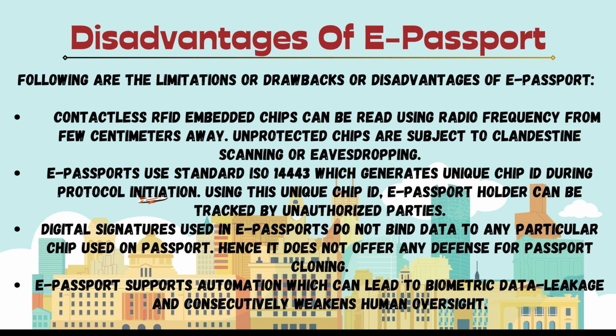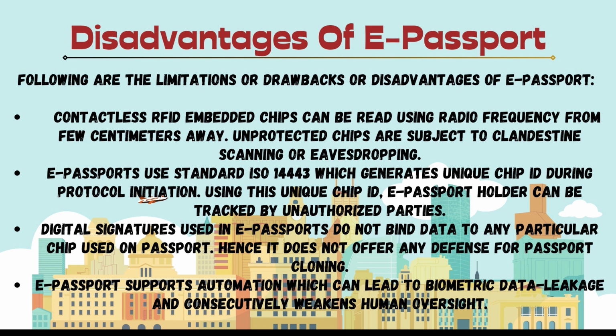Now, I would like to explain the disadvantages of e-passport. Following are the limitations or drawbacks or disadvantages of the e-passport. The contactless RFID embedded chip can be read using radio frequency from a few centimeters away. Unprotected chips are subject to clandestine scanning or eavesdropping. For example, we can use a floppy scanner to scan the RFID to collect the data.